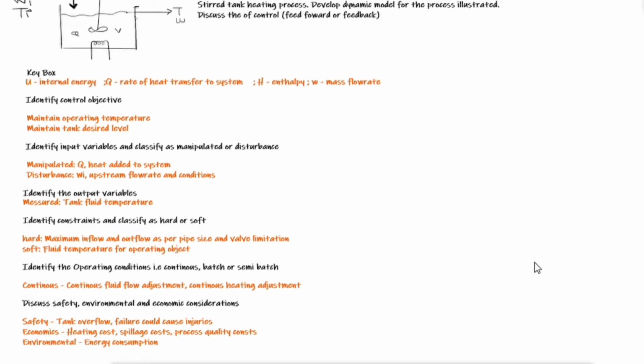We haven't identified if this is just pure water or a hazardous chemical product, but either way we are dealing with a hot fluid. So for safety, if the tank controls were to fail or if it was to overflow, it will cause serious injuries to individuals or even damage the materials of construction. For economics, we can consider the heating costs involved, spillage cost, and also the process quality cost. Environmental, if this is a chemical product, it will definitely cause damage to the environment. Also, since we are using heat, we are also consuming a lot of energy.